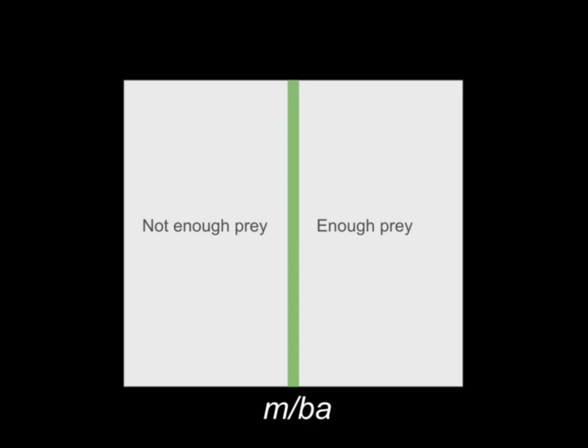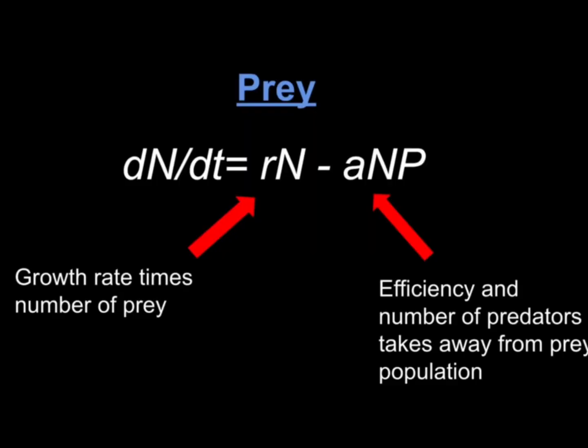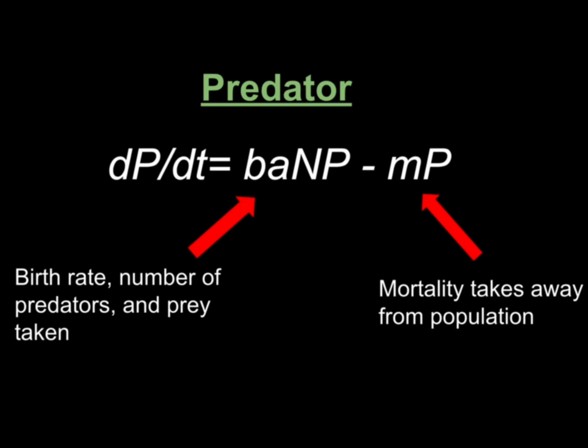To get these lines, we use the following equations. For prey, our rN value shows our prey growth and subtracts how efficient and how many predators consume the prey population, represented by aNP. For our predators, the baNP value represents the growth and ability of our predators to get food, while also accounting for mortality in the population, represented by mP. Setting both the growth rates and population sizes equal to 0, we get the following isoclines.